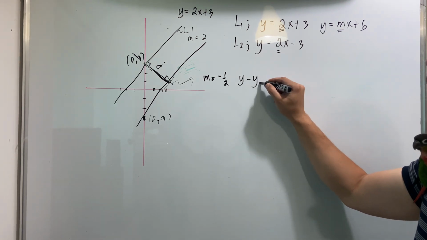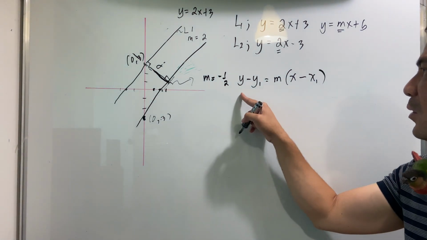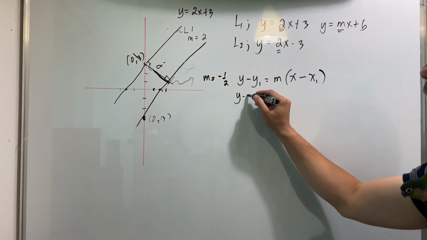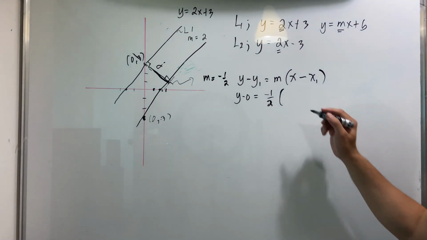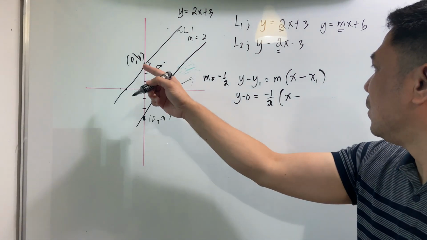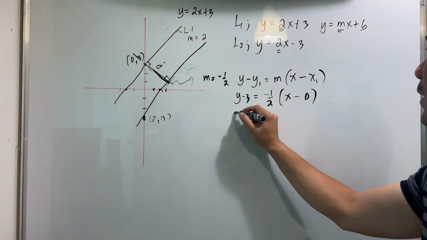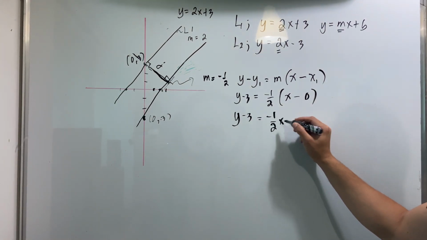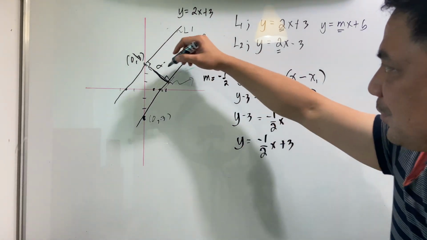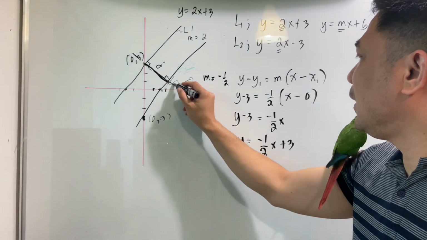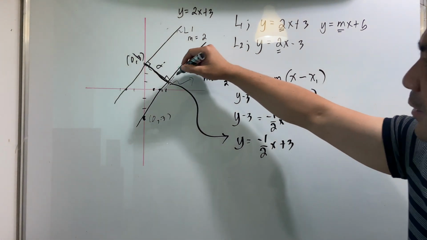Using the point-slope form, y minus y1 is equal to m times (x minus x1). We already know the slope, and we know a point here, (0, 3). So y minus 3 is equal to negative 1/2 of (x minus 0). So y is equal to negative 1/2 of x plus 3. In other words, this line has the equation y = negative 1/2 x + 3.